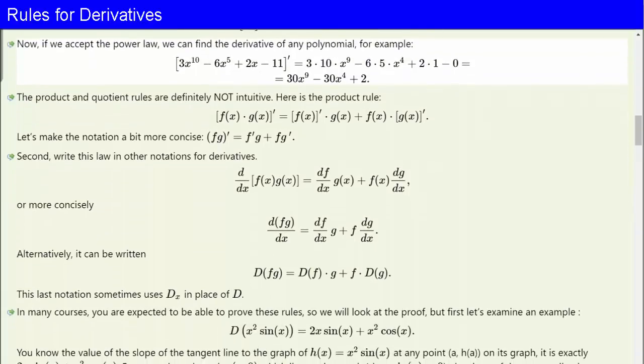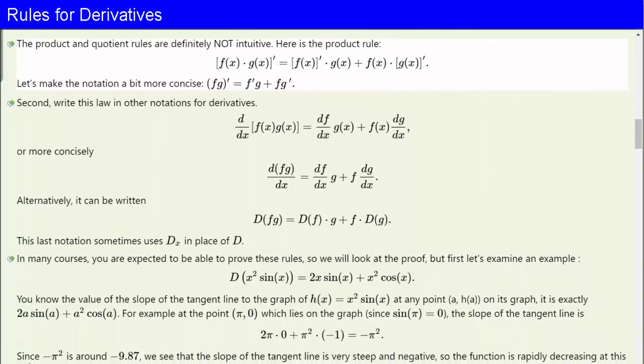Now if we accept the power law, we can find the derivative of any polynomial using these results. For example, the derivative of the polynomial 3x to the 10th minus 6x to the 5th plus 2x minus 11 is 3 times 10x to the 9th minus 6 times 5x to the 4th plus 2 times 1, which is the derivative of x, minus 0, which is the derivative of 11. In other words, it's 30x to the 9th minus 30x to the 4th plus 2.